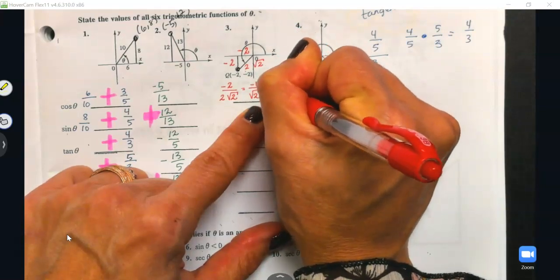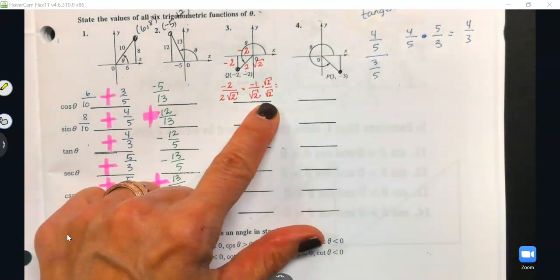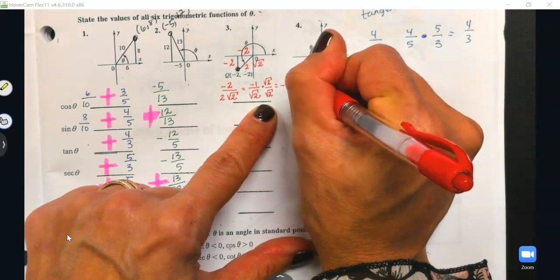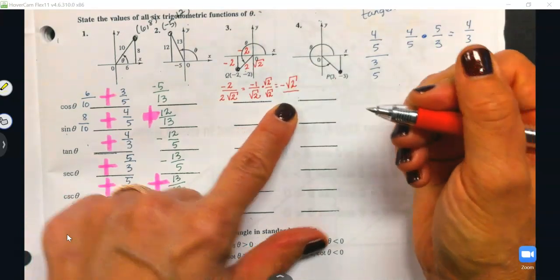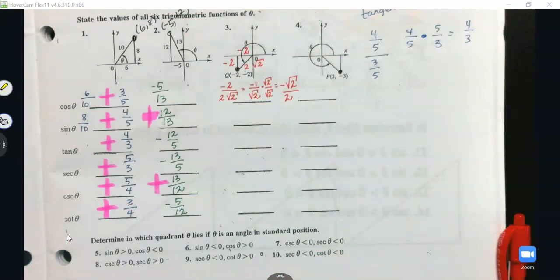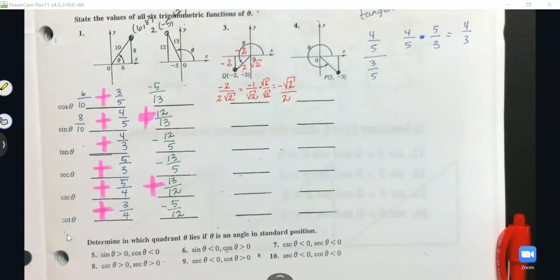Just do the best you can. I know that it's a tiny space here. That's going to equal -√2 over what? Yes. Good. Now listen. Always simplify before you rationalize, because it's going to make these flips a lot easier.